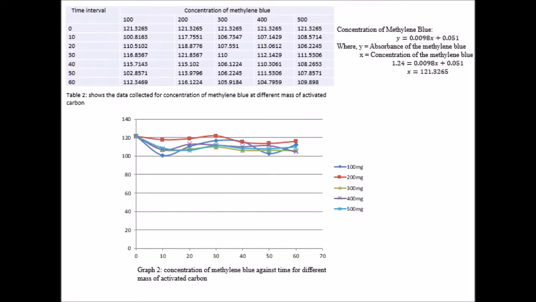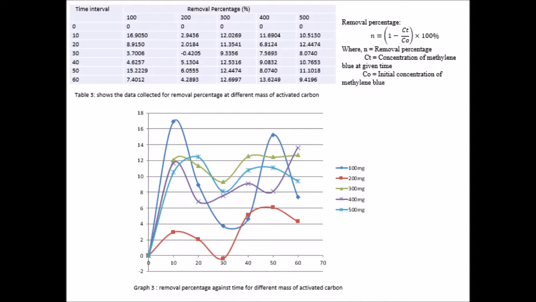Graph 2 shows the concentration of methylene blue against time for different mass of activated carbon. Theoretically, the concentration of methylene blue should decrease due to the adsorption process. Then graph 3 shows the removal percentage against time for different mass of activated carbon. The results show that the removal percentage gets high up to a certain point, then drops at the maximum capacity of the activated carbon. It gets high again, then reduces back at 60 seconds.